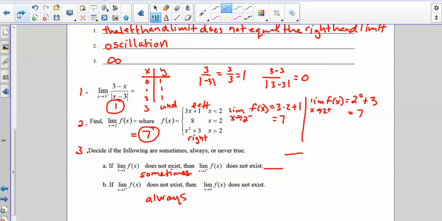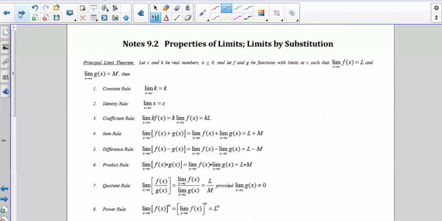All right, let's turn the page. On the next page, we have a lot of rules for limits, and luckily these rules are very straightforward. They tell you that exactly what you would have wanted to do with your limits, you get to do. So that, for example, if you have the limit of a sum of two functions, you can just find their separate limits and add them together.